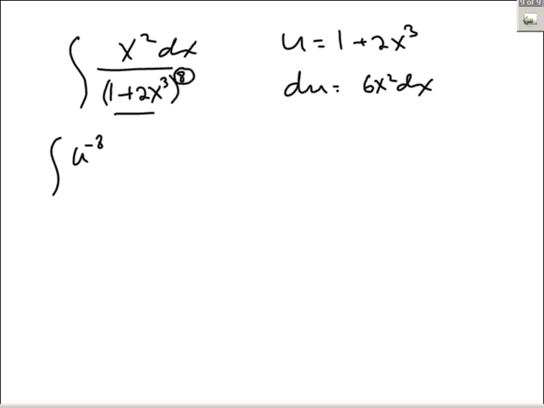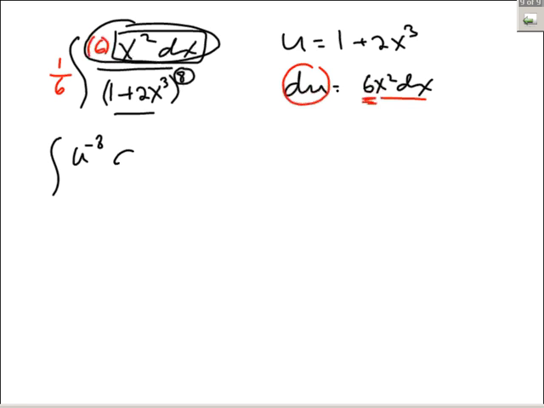So what's left over? What did I not talk about? X squared dx. Well, I need a 6. If I multiply x squared dx by 6, then I can call it du. So I'm going to multiply it by 6, and then I'm going to divide by 6. And now this piece, the numerator, is du, and the denominator is u to the 8, so it's u to the negative 8 in the numerator, which is what I already put.